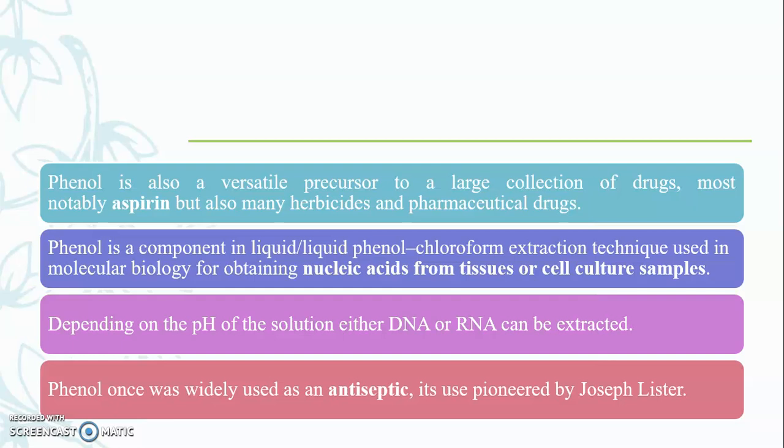Then the last use of phenol is that it was once widely used as an antiseptic. This use was pioneered by a great scientist, Joseph Lister, but now phenol is not used as an antiseptic because of its irritating properties. In earlier days when it was invented, it was used as an antiseptic in low concentration, but cresol, which is also a derivative of phenol, is now generally used as an antiseptic. So this is about the uses of phenol. Here we have completed this part on phenols.